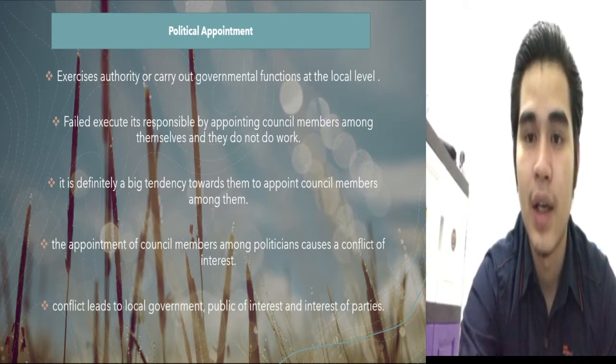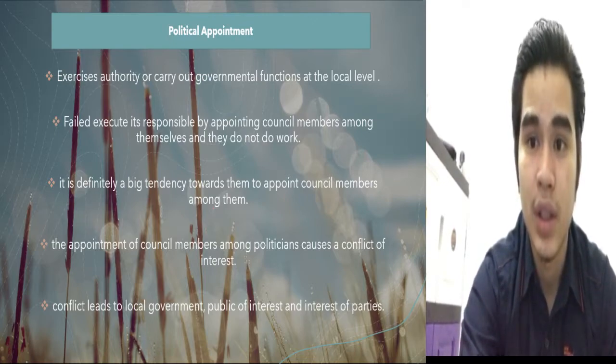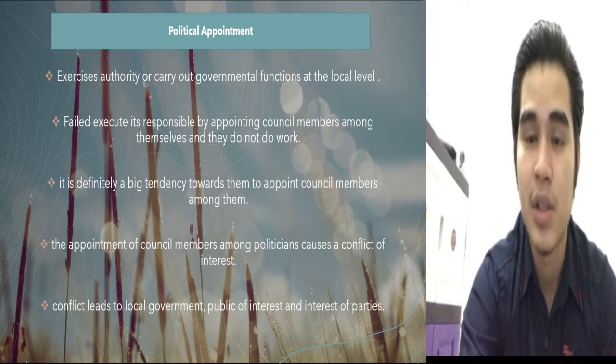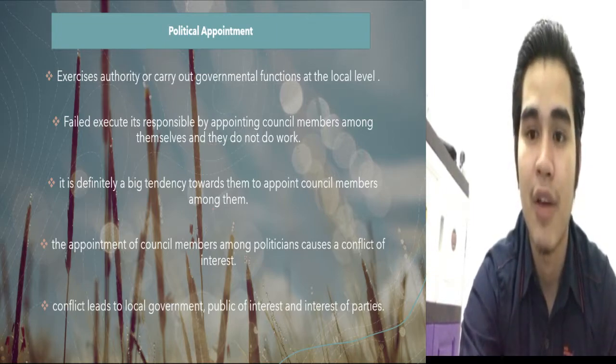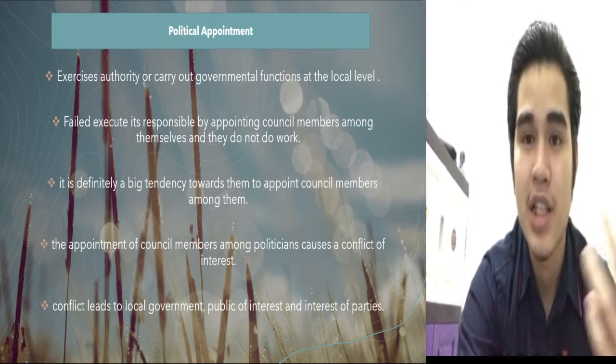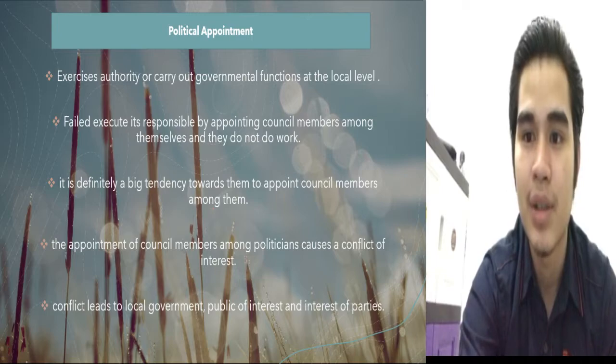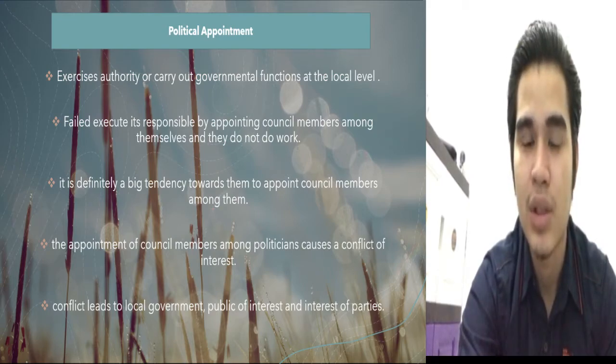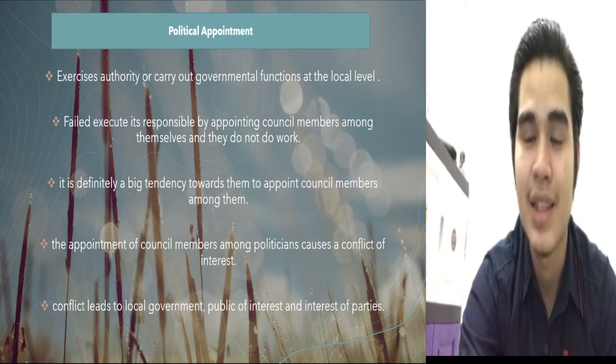Refer to Act 171 under Section 10 Clause 1, which states a local authority shall consist of the mayor or the president and not less than 8 and not more than 24 council members to be appointed by the state authority. Further on this, there are cases where they fail to execute their responsibility by appointing council members among themselves, so they do not do their work. In other words, local authorities are appointed by the state governments.